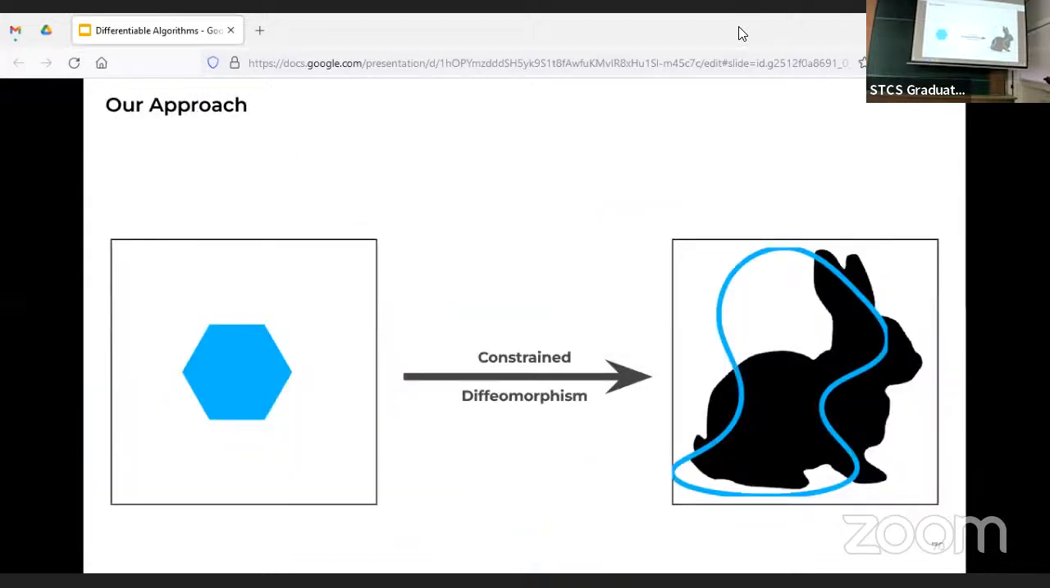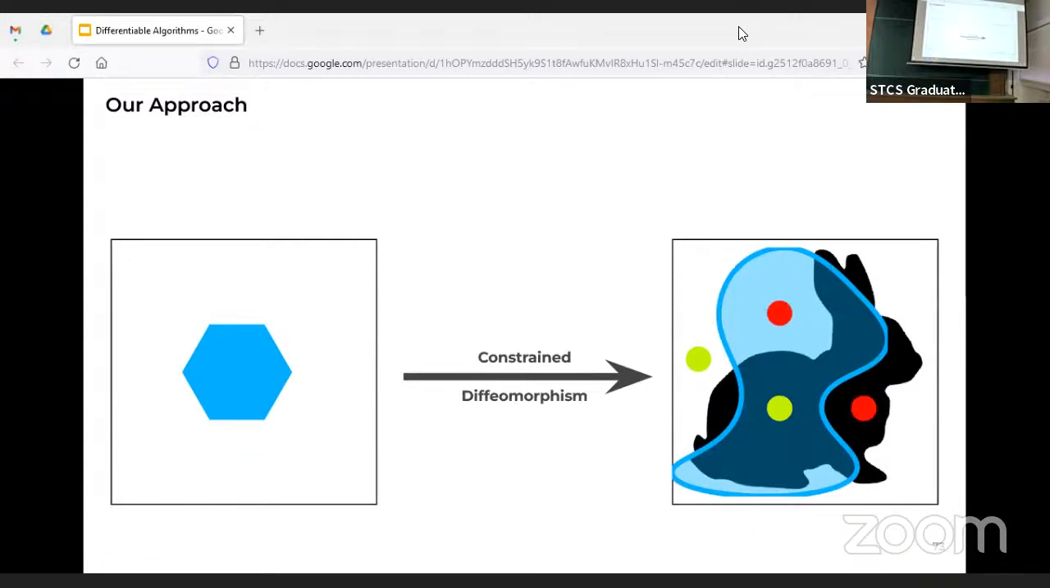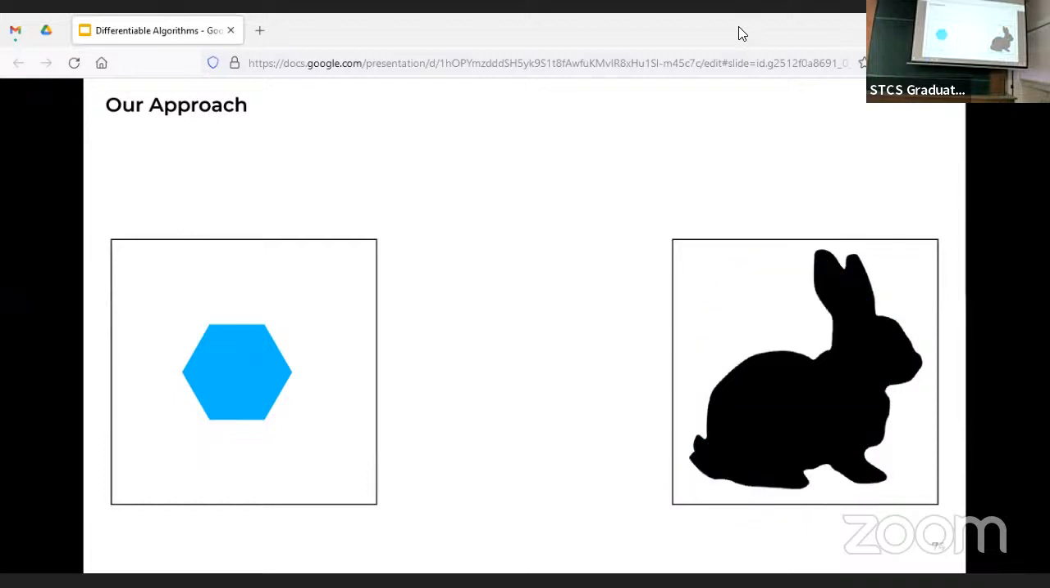So I'll explain later how we make this constrained diffeomorphism. But let's say we have made that. Then if we forward pass this hexagon, it would become some deformed shape. And we want this deformed shape to be similar to the rabbit. So these are points that are inside the rabbit and also inside the shape. This is outside the shape and also outside the rabbit. And these are points that are inside the template but outside the rabbit, and inside the rabbit but outside the template. So we want to penalize this red type of points. That's the approach we'll take.